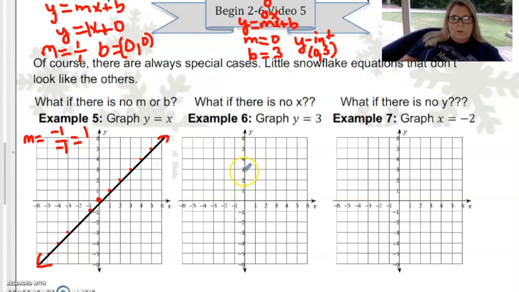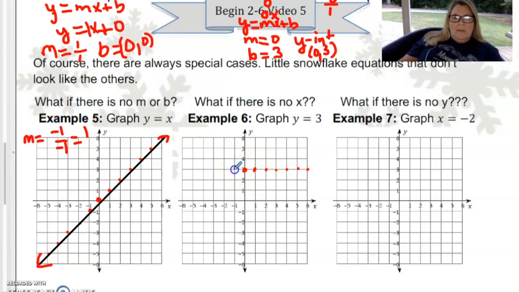Okay, so 0, 3 here. And our slope is 0. 0 means it's 0 over any number, 0 over 1. So that means we don't go up any, and we go to the right one. We don't go up any, we go to the right one. So that pattern continues all the way out through there.